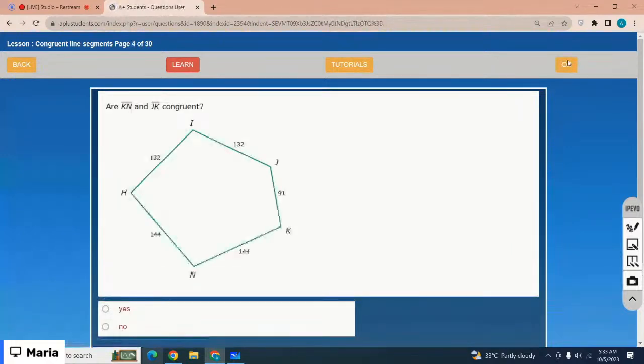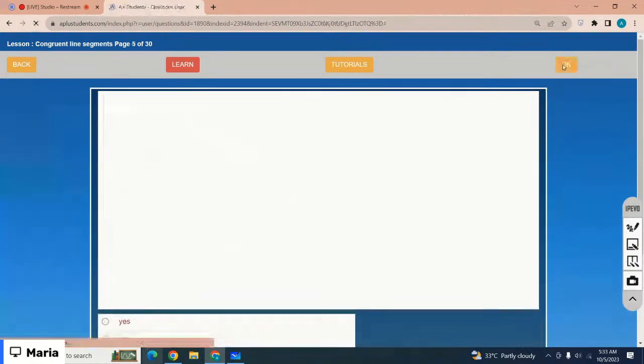Okay, are KN and JK congruent? KN is 144, JK is 91. No, they are not. If they have the same side length, then they are congruent, right? So they do not have the same side length, so they are not congruent.